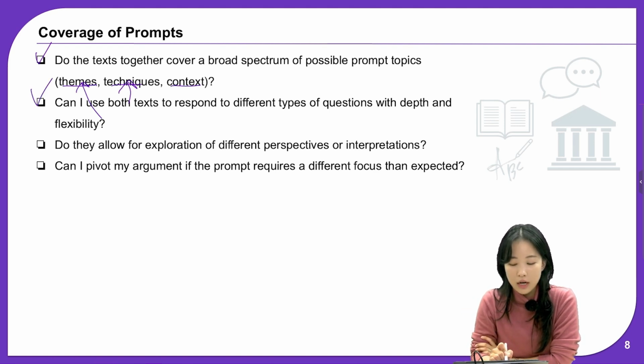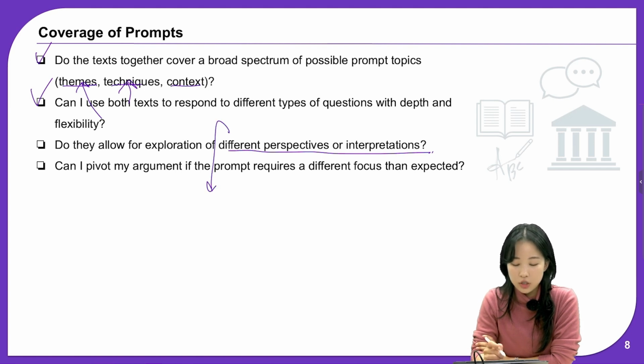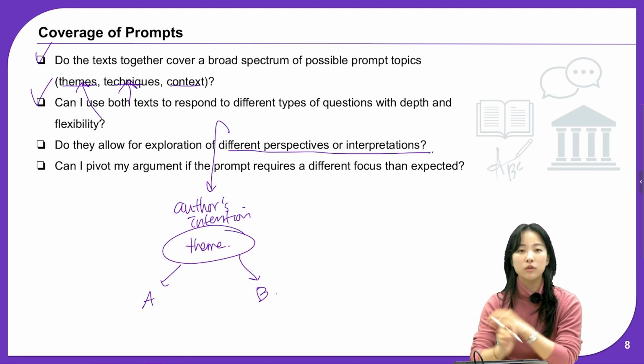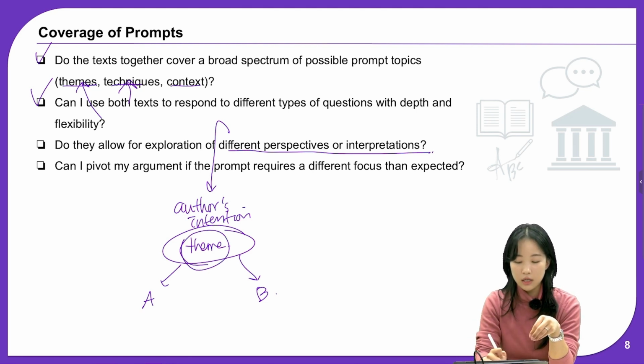Then, do they allow for exploration of different perspectives or interpretations? Now, this is kind of more about author's intention. Okay, so we're talking about a similar idea, theme, right? But maybe the way the author was trying to allow us to interpret this theme was different. Text A did it in this way, text B did it in this way, right? So even though we're talking about, oh, similar theme, different perspectives, right?